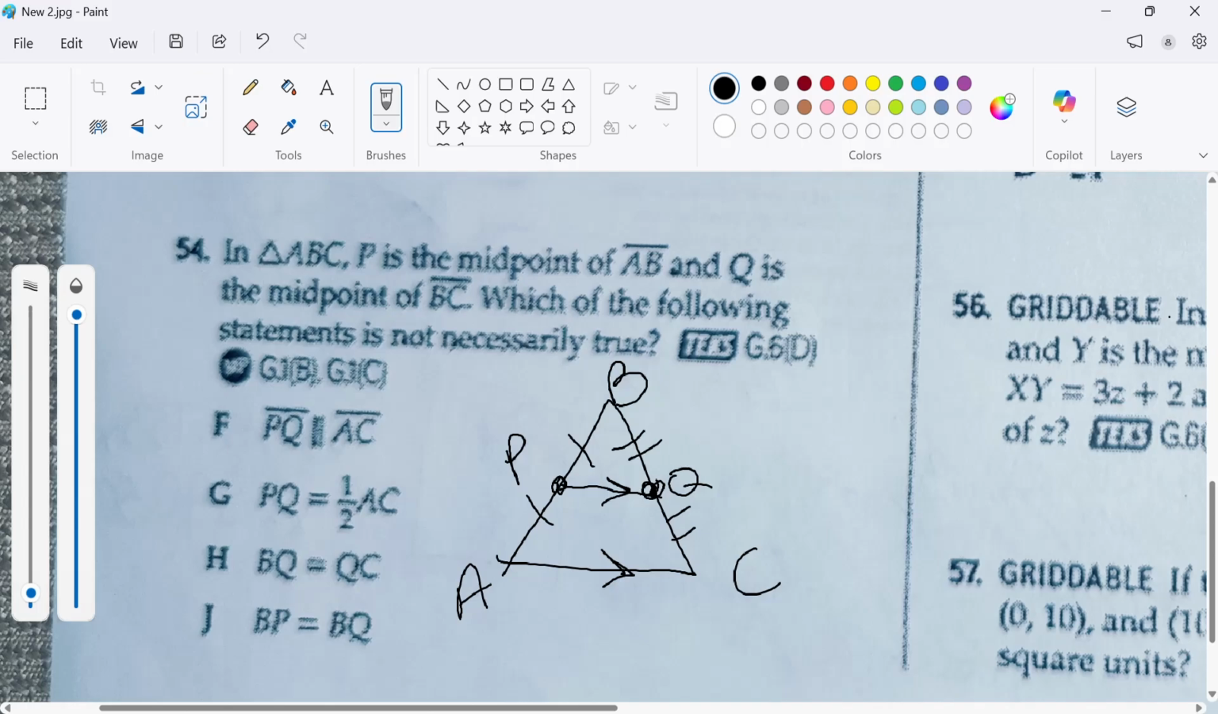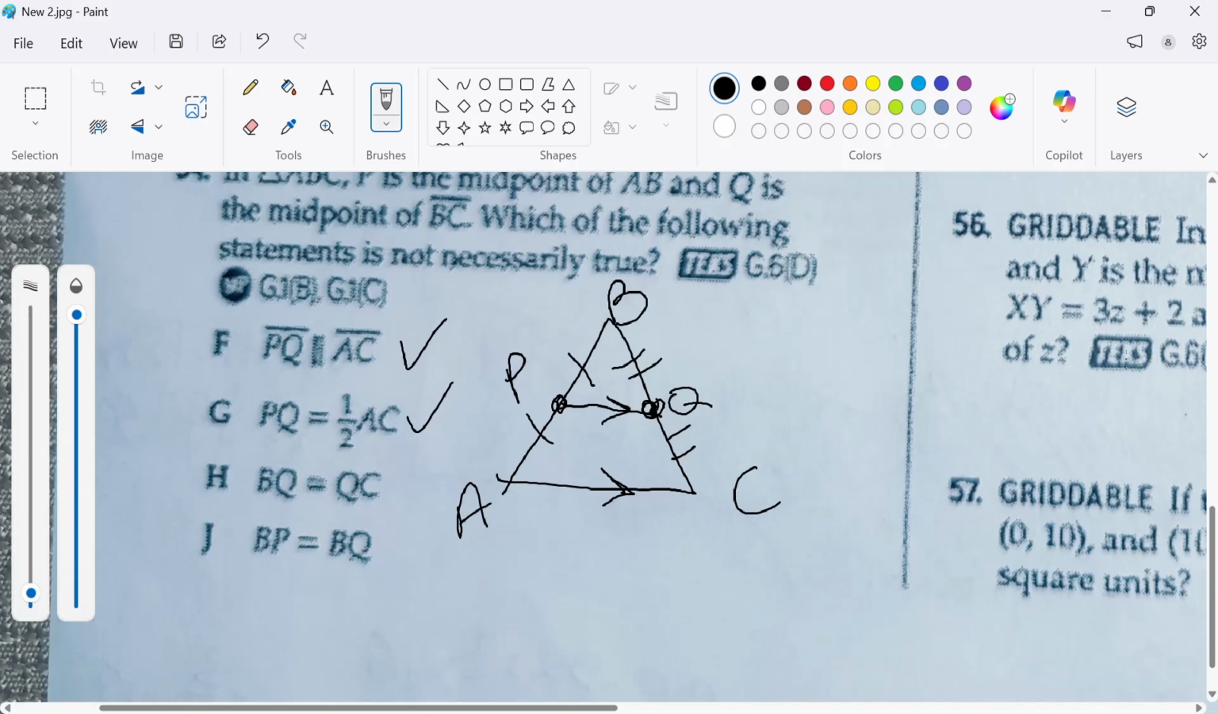Which of the following statements is not necessarily true? PQ parallel to AC. Well, yes, it has to be. It's a mid-segment. PQ is 1/2 of AC. Yes, right. It's half of the length of the side to which it is parallel. BQ equals QC. Yes, BQ and QC are the two half segments that BC is split into by the midpoint Q. BP equals BQ. It could, but it doesn't have to be, so the answer is J.